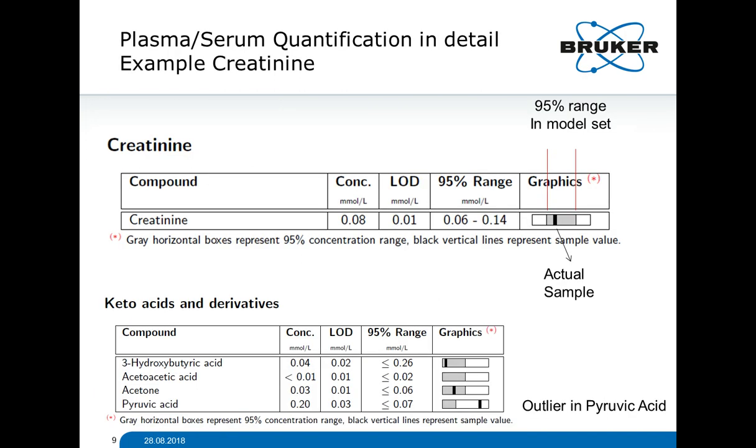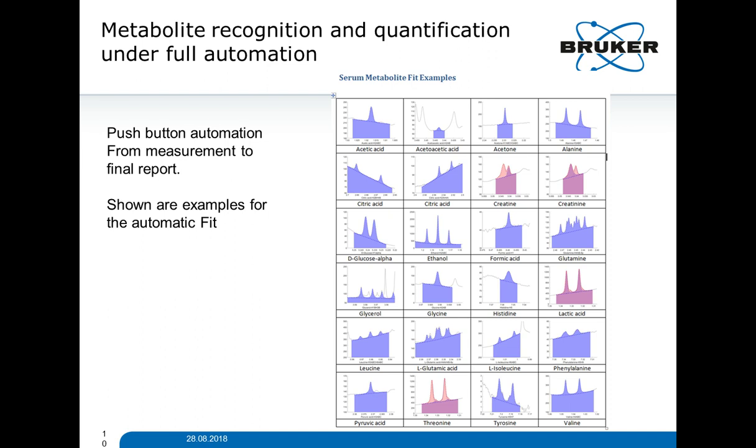So it's explained a little bit better here. You see here in gray, this is a 95% range in the model set, and then the actual person, which in this case really is inside the range. If you look down here, you can see, for example, pyruvic acid, which is clearly outside of this normal model range that we have identified from a large number of compounds.